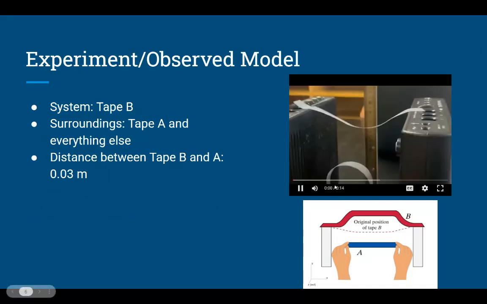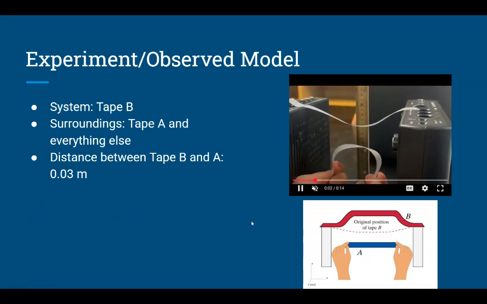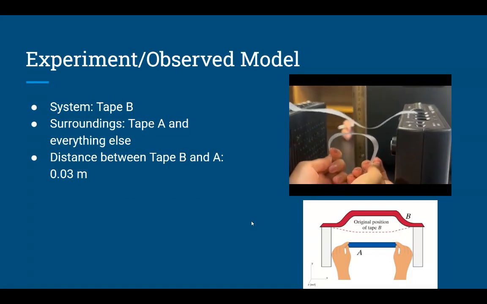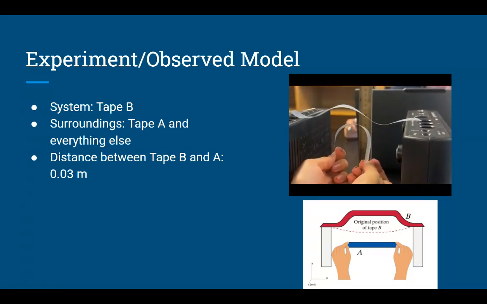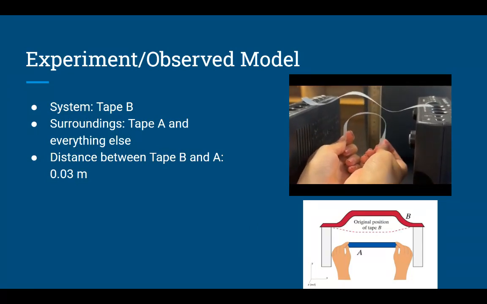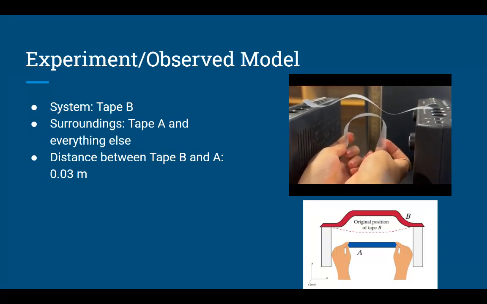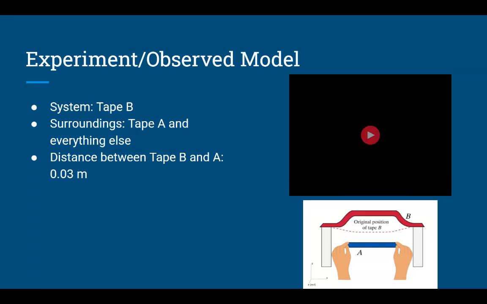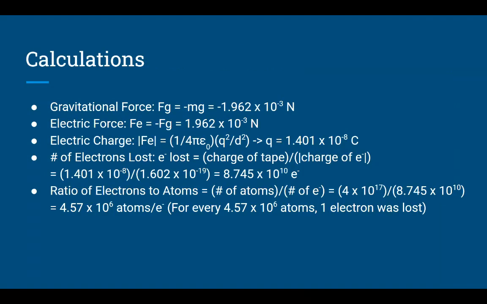So this is our actual experiment right here. That's the video of it. The system is tape B, which is the one on the top, as you can see from the diagram below the video. Our surroundings are tape A and everything else. The distance we measured between them was 0.03 meters, or 3 centimeters. So we use this in our calculations.